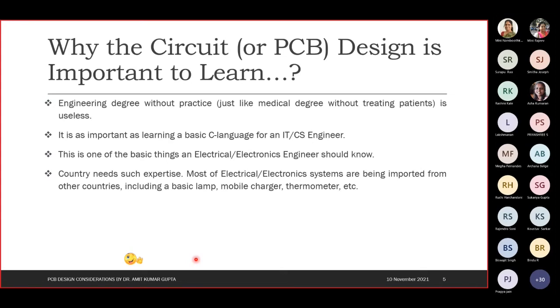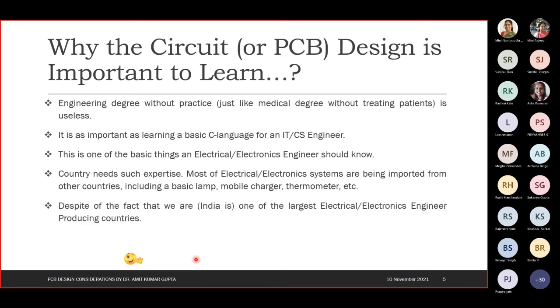Most of the electrical electronic systems, even if they are very small, don't really need any great expertise to be developed, but they are being imported from other countries, including the basic lamp, mobile chargers, the thermometer. All these things are coming from outside India, despite the fact that India is one of the largest electrical electronics engineer producing countries. And also, we know our population, we are one of the largest consumers also.